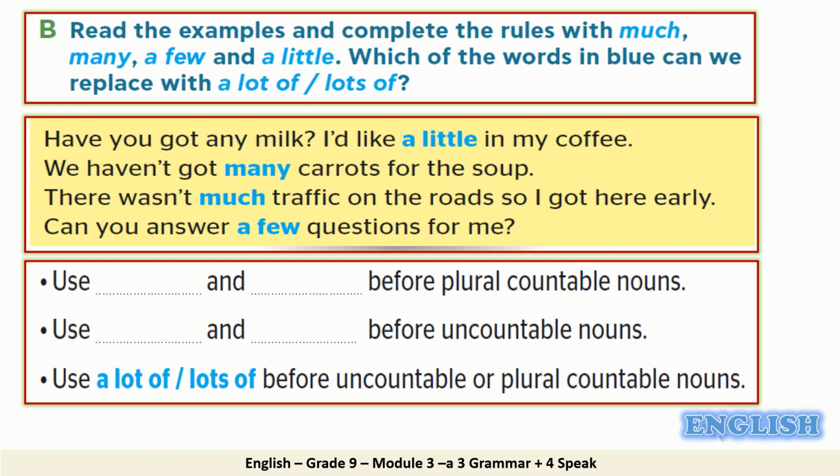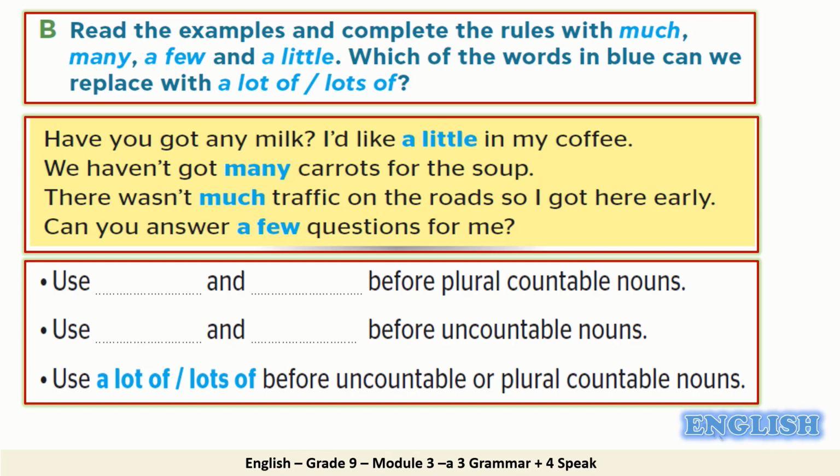Countable nouns are for things we can count using numbers. They have a singular and a plural form. For example, a book, 2 books, 3 books, 4 books, and so on. Uncountable nouns are for things that we cannot count with numbers, such as liquids or powders: water, salt.